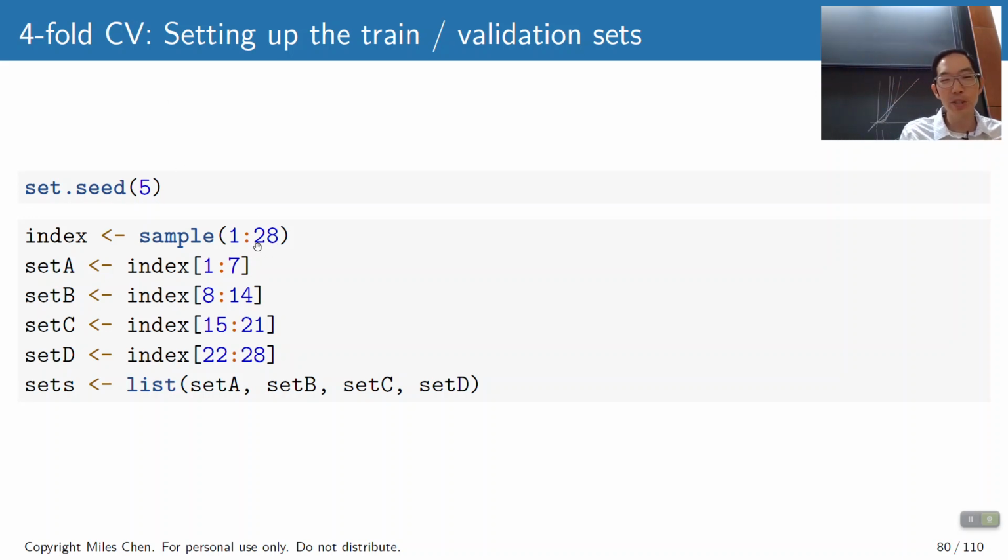Here I've got 28 observations, sampled. What that does is shuffle the order of those 28 observations. After I shuffle those, I'm going to put the first 7 in set A, the next 7 in set B, the next 7 in set C, and the last 7 in set D. I'm going to gather those together in a list and call that our sets.